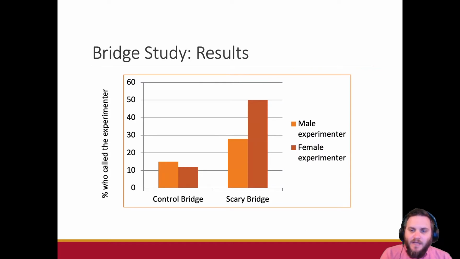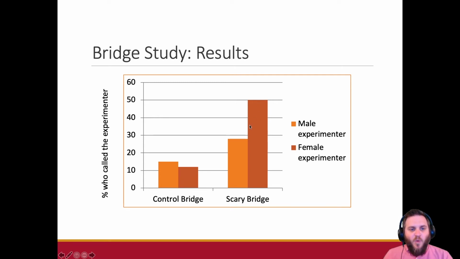Okay. And so here is what you see. We have the two bridges on the x-axis, and the two different color bars are for male experimenter and female experimenter. And the y-axis is the percentage of the participants in each of those conditions that called the lab afterward. And so you can quite plainly see that very few of the men called the male experimenter or the female experimenter in the control bridge, in that very sturdy, low to the ground bridge.